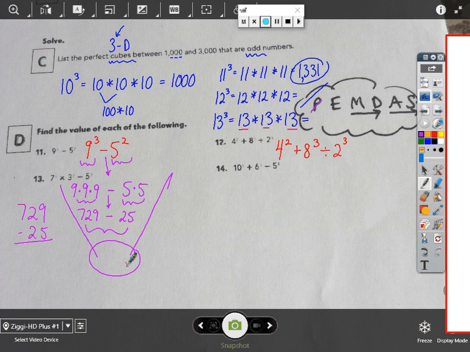Well, I'm going to try my PEMDAS rules. So looking up above here, are there parentheses? Nope. Are there exponents? Absolutely. That was the whole point of this assignment. So I'm going to take care of these exponents next. 4 to the second, what does it mean? 4 times 4. 8 to the third, it means 8 times 8 times 8. I list it 3 times. And 2 to the third means 2 times 2 times 2.